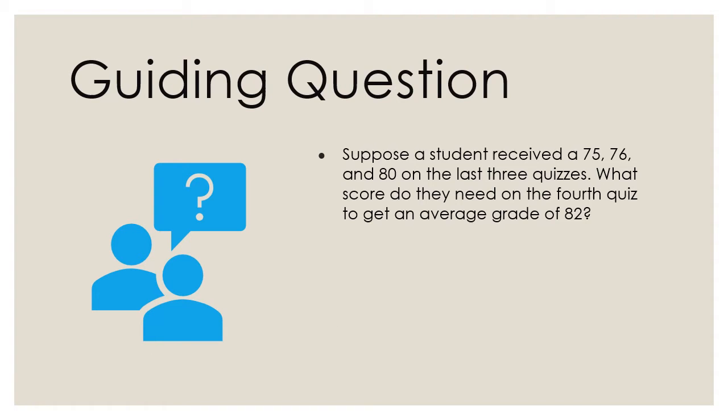Suppose a student received a 75, 76, and 80 on the last 3 quizzes. What score do they need on the 4th quiz to get an average grade of an 82? I want you to pause this video and try and figure out this question. Go. Okay, hopefully you paused the video to try and figure out this question. Let's talk about the answer.